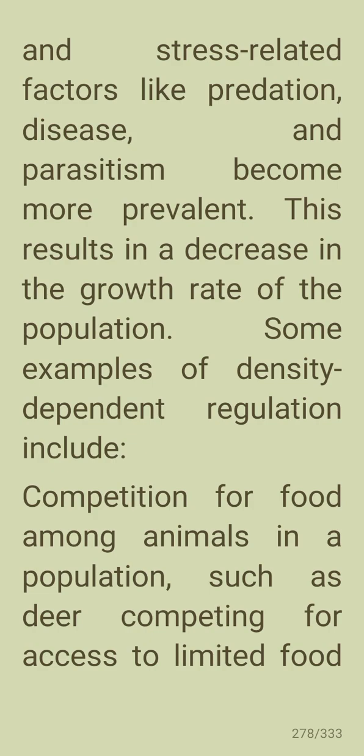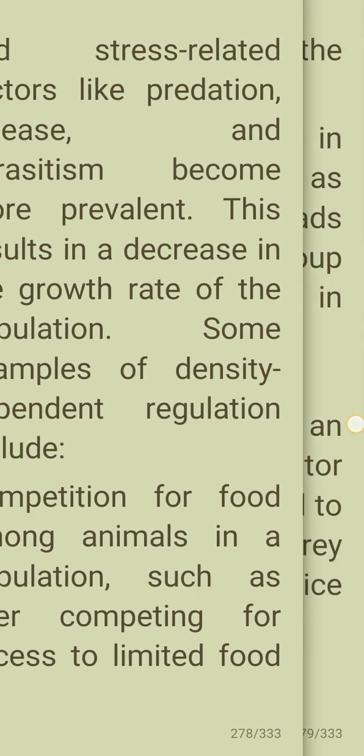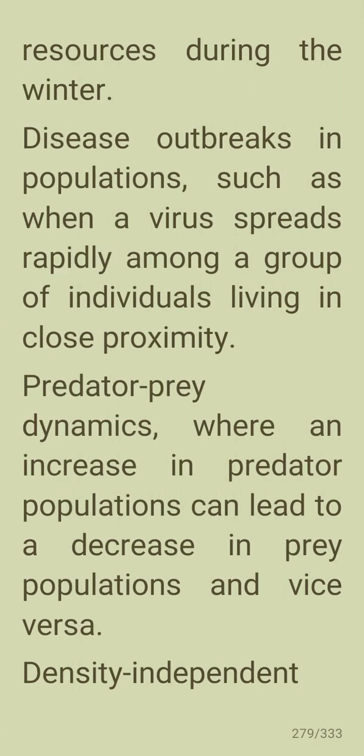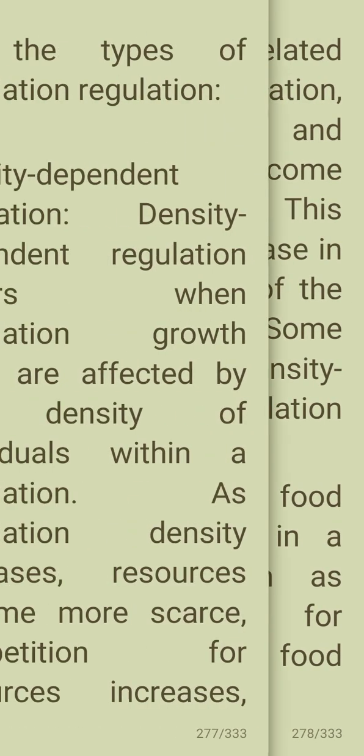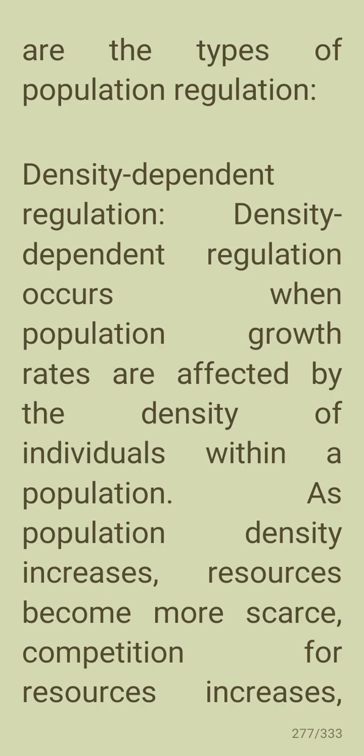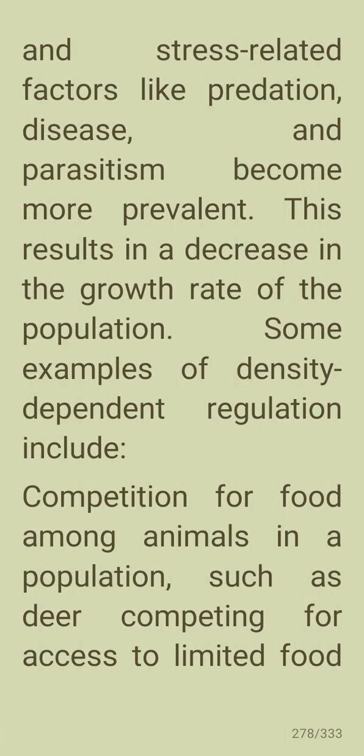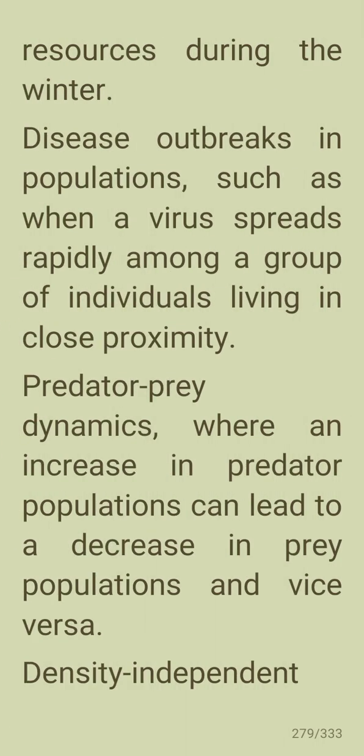Then predation, disease and parasitism become more prevalent. Competition for food. Then disease outbreaks. Predator prey dynamics. Density independent regulation. These three are density dependent regulation. Density dependent regulation examples are competition for food among animals in a population, disease outbreaks in populations, predator prey dynamics.